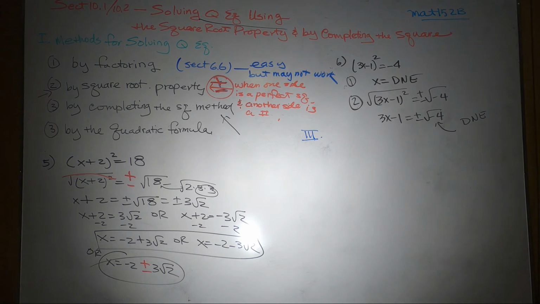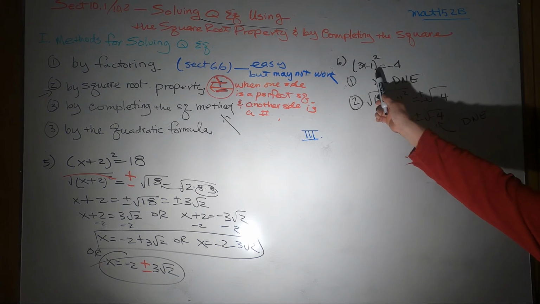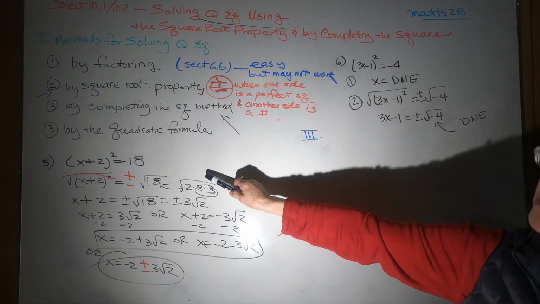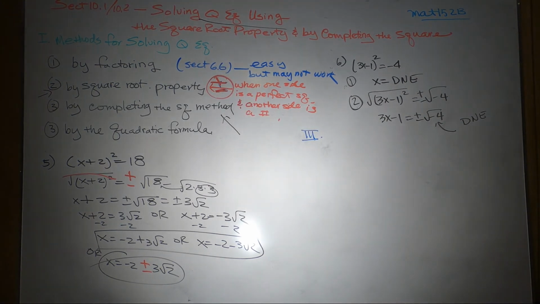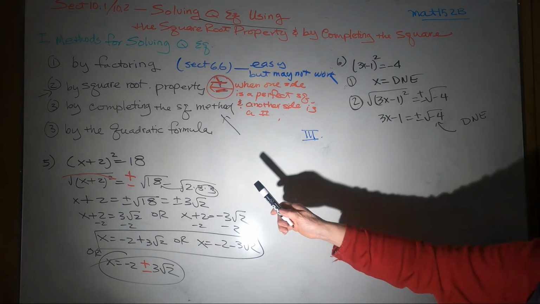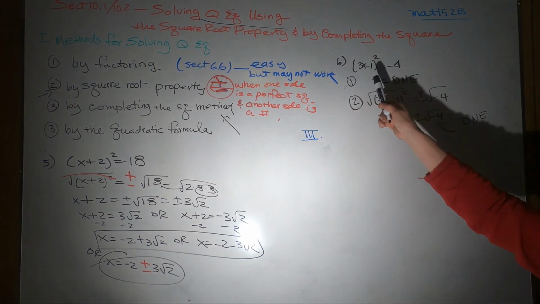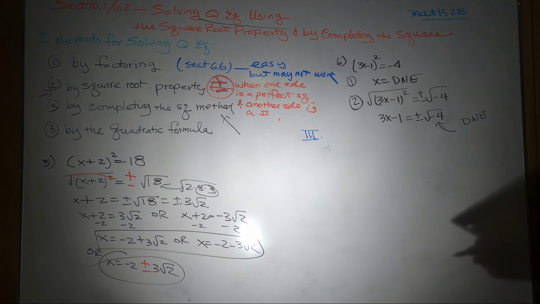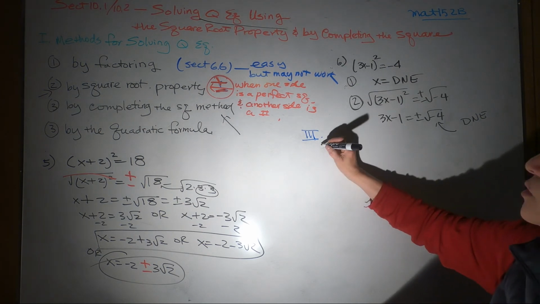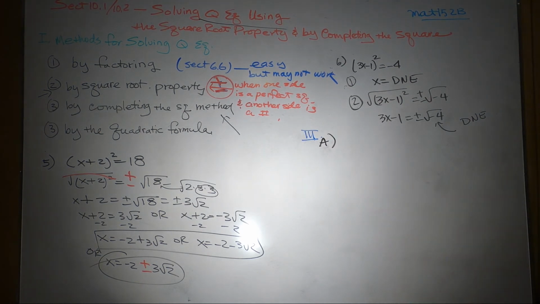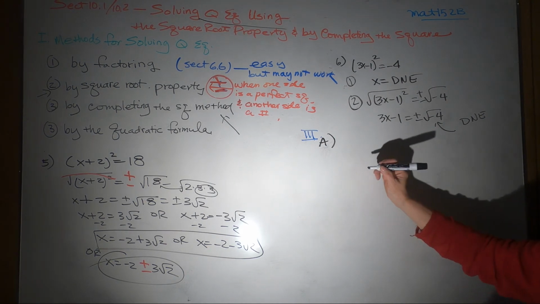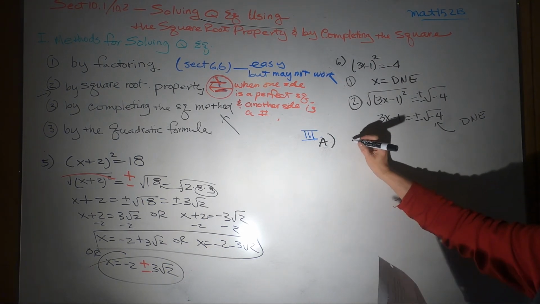Let's see. That means if I can make one side a square and the other side a number, then I can always solve it by the square root property, right? So I want to make one side a complete square. First, let's review how to complete a square.